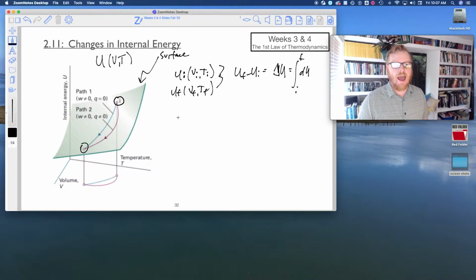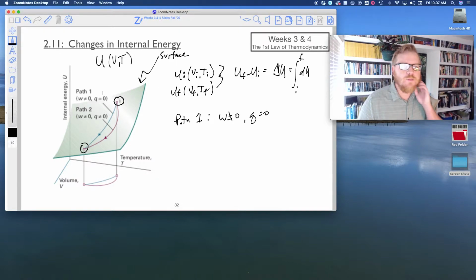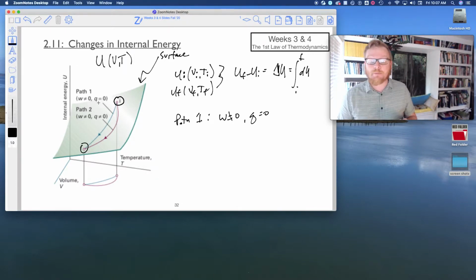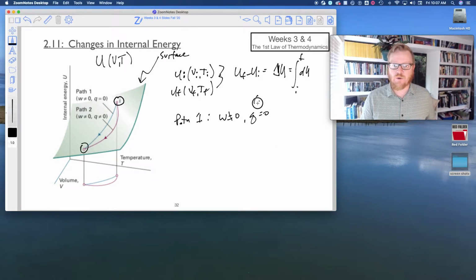Okay? So in this path 1, you can see that work was non-zero and Q is 0. So what does all that mean? Well, if Q is 0, that means it has to be adiabatic. Okay, so remember, Q is 0, adiabatic. Work is non-zero, that means it's expanding or it's compressing. And if we look at the way this is going on this landscape here, you can see that perhaps the volume is getting bigger, so that would be the adiabatic expansion.